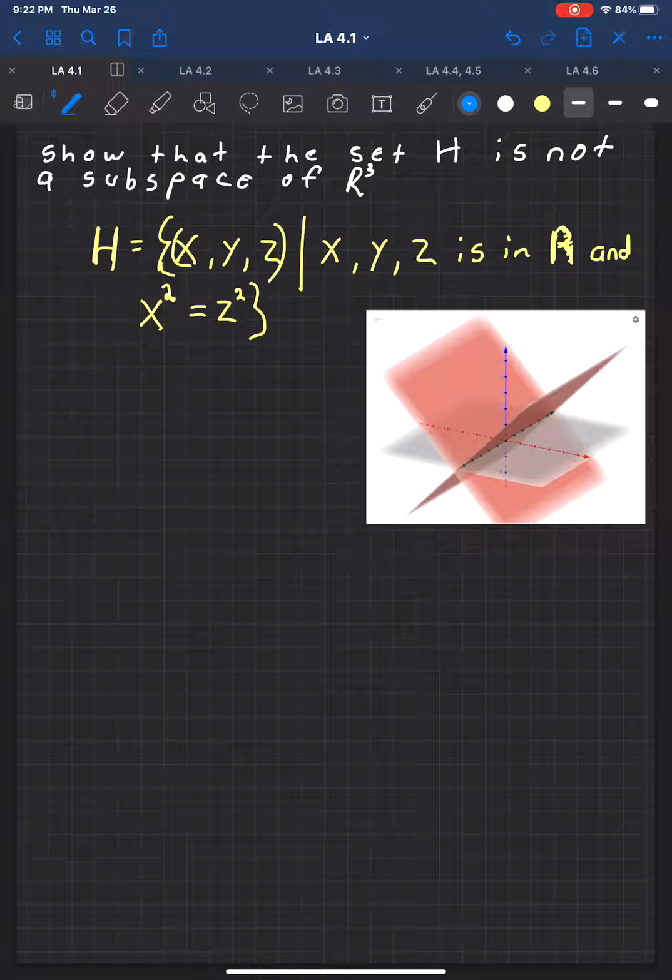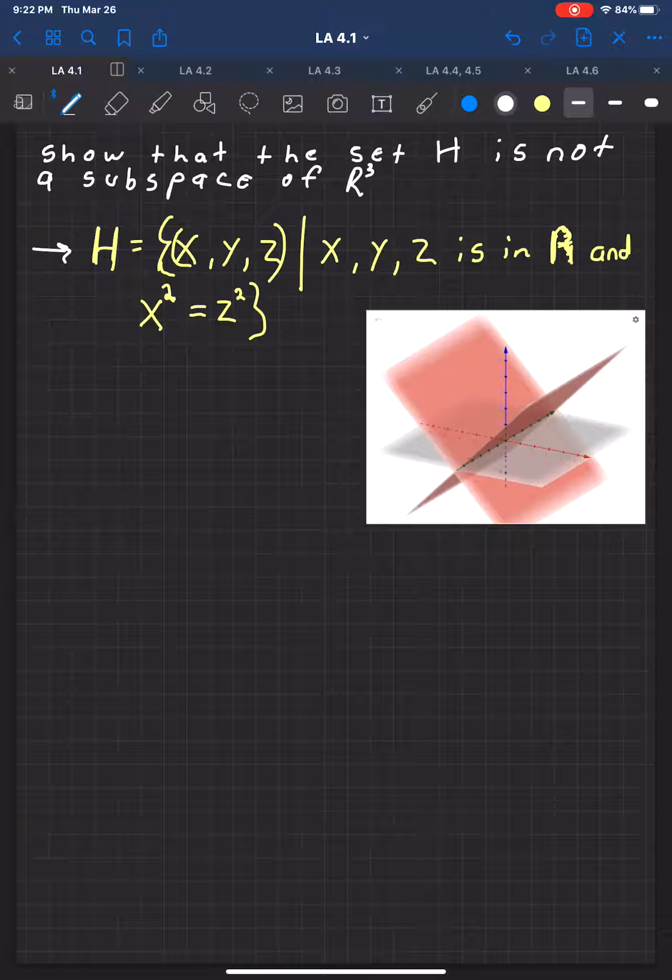All right, ready? Let me read. It says, show that the set H is not a subspace of R3. So now we are in R3 space, in three-dimensional space, and we want to show that this set H is not a subspace of R3. Ready?